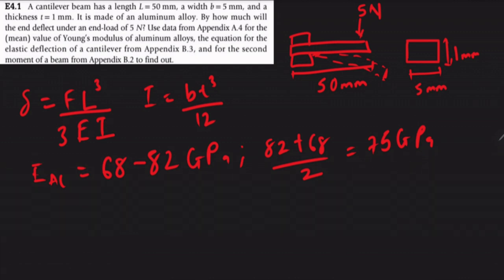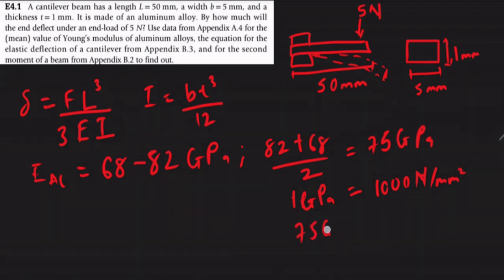So now we can use all the information that we have and solve for the deflection. But one thing you have to make sure is that all your formulas are in the same unit. So that's why we have to convert gigapascal to Newton per millimeter square. So 1 gigapascal is equal to 1000 Newton per millimeter squared, and 75 gigapascal is equal to 75,000 Newton per millimeter squared.